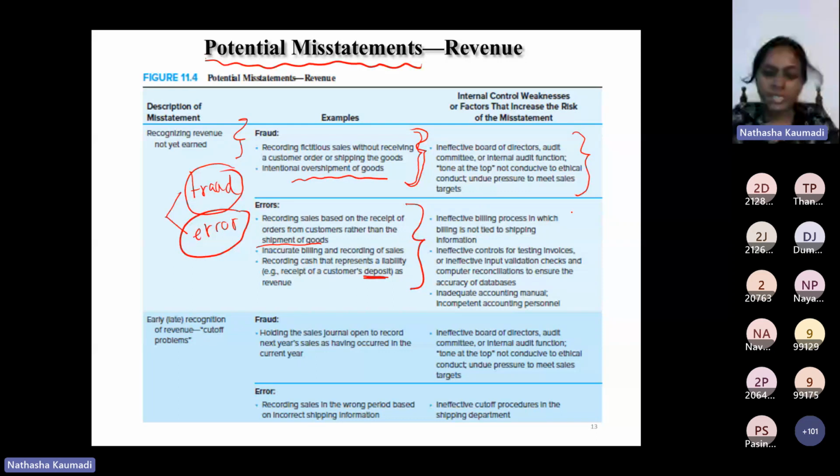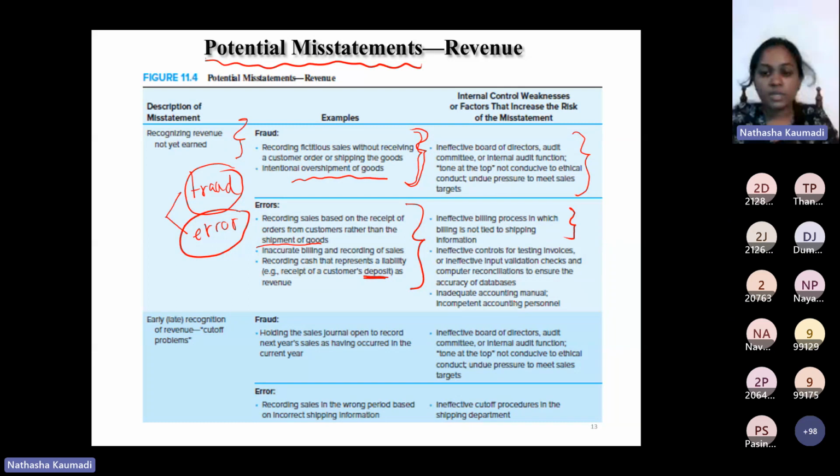Ineffective controls for testing invoices, or ineffective input validation checks and computer reconciliations to ensure the accuracy of databases. Accuracy of the databases is not there. The valuation: if one person has checked or verified all the details in the invoice, then the invoice values are not getting recorded incorrectly. So all these are correct, then the correct value will go to the system as well. Then this misstatement would not happen in that case. So all these are control deficiencies, control weaknesses.